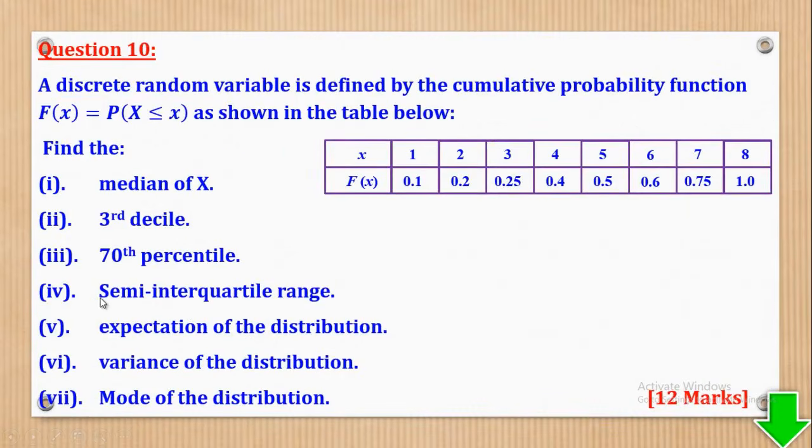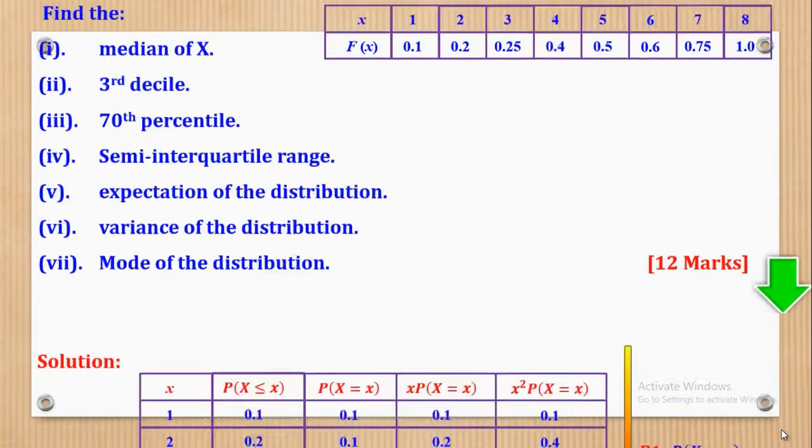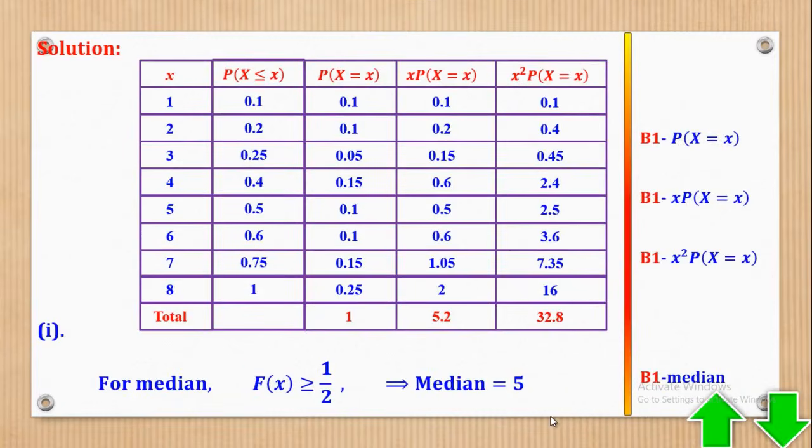Then next they wanted the semi-interquartile range. So for the semi-interquartile range, you have to get the lower quartile, upper quartile, and then get the semi-interquartile range. So for the lower quartile, it is a quarter, which is 0.25, and the good thing is we already have 0.25 here, meaning that the corresponding value of x is our lower quartile, which is 1.